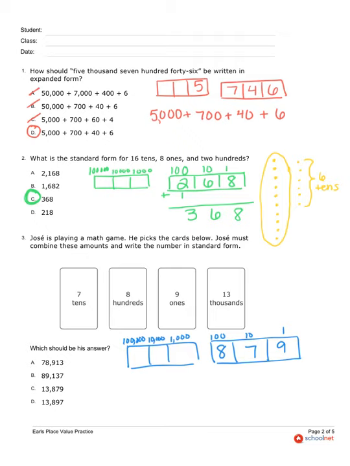Well, just like we did in problem number 2, if I have 13 thousands, it takes 10 of those to make a 10,000, and I would have 3 left over. So that 3 is going to go in the thousands place, and that 1 ten-thousand will go there. So the number is 13,879.